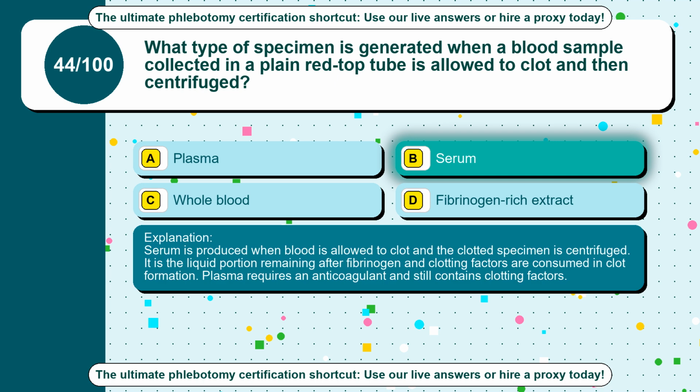Serum is produced when blood is allowed to clot and the clotted specimen is centrifuged. It is the liquid portion remaining after fibrinogen and clotting factors are consumed in clot formation. Plasma requires an anticoagulant and still contains clotting factors.